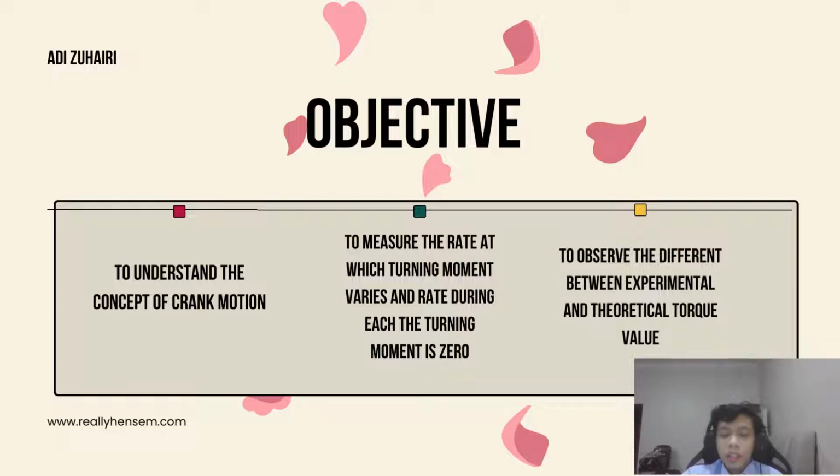Now I will present about the objective of the crank motion. Firstly, to understand the concept of the crank motion, to measure the rate at which turning moment varies, and the rate during which the turning moment is zero. Last but not least is to observe the difference between experimental and theoretical torque value.